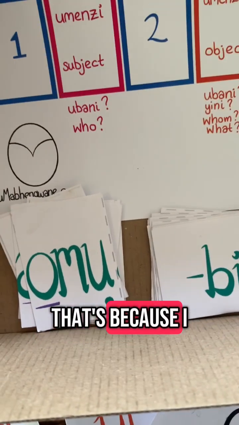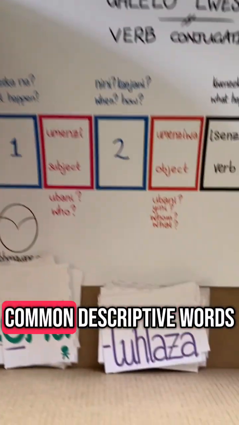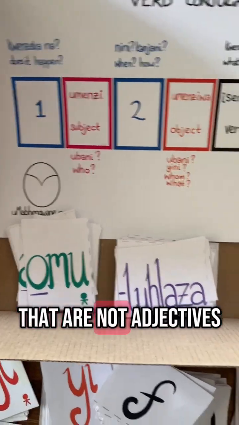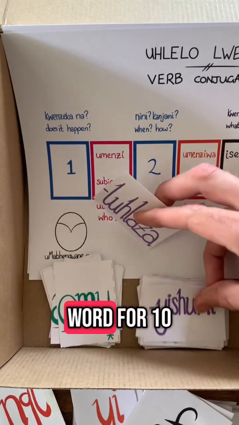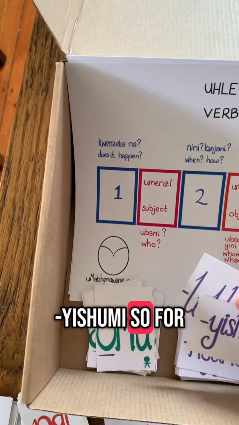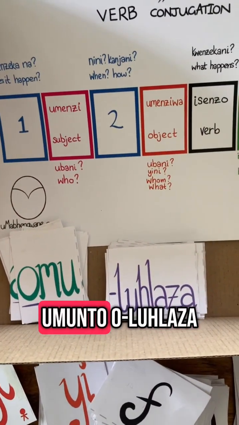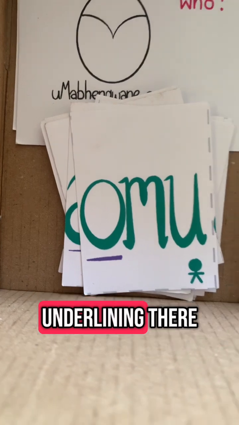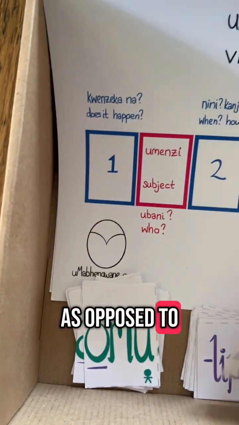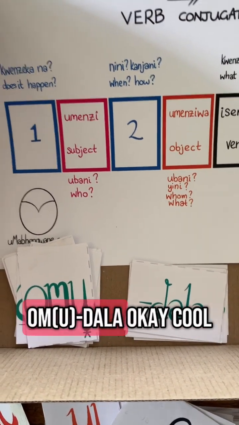That's because I also have 32 common descriptive words that are not adjectives. So for example, the word for green or blue, luhlaza, or the word for 10, ishumi. So for example, if you were to say a green person, for whatever reason, umuntu o luhlaza, notice that you follow the purple underlining there and this thing here, umuntu o luhlaza, as opposed to when you were doing the adjectives themselves, where it's umuntu omdala.